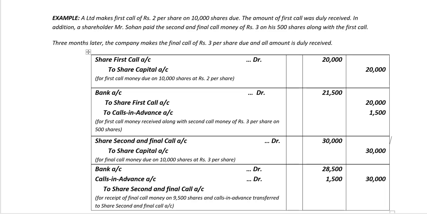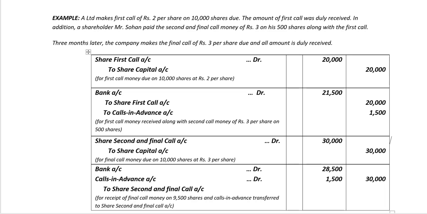Next entry, A Limited receives rupees 21,500, 20,000 pertaining to the first call and 1,500 pertaining to the second call along with the first call, which will be accounted for as calls in advance account. So the journal entry would be bank account debit 21,500 rupees, indicating the receipt of 21,500 rupees by A Limited.